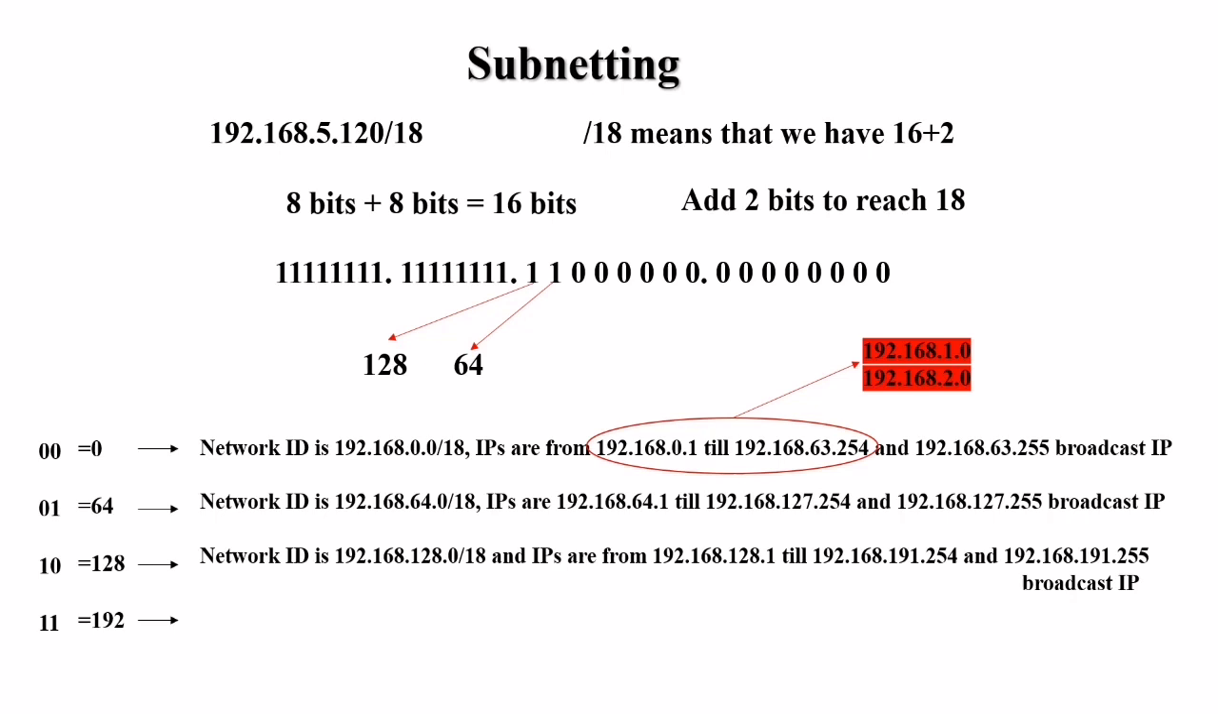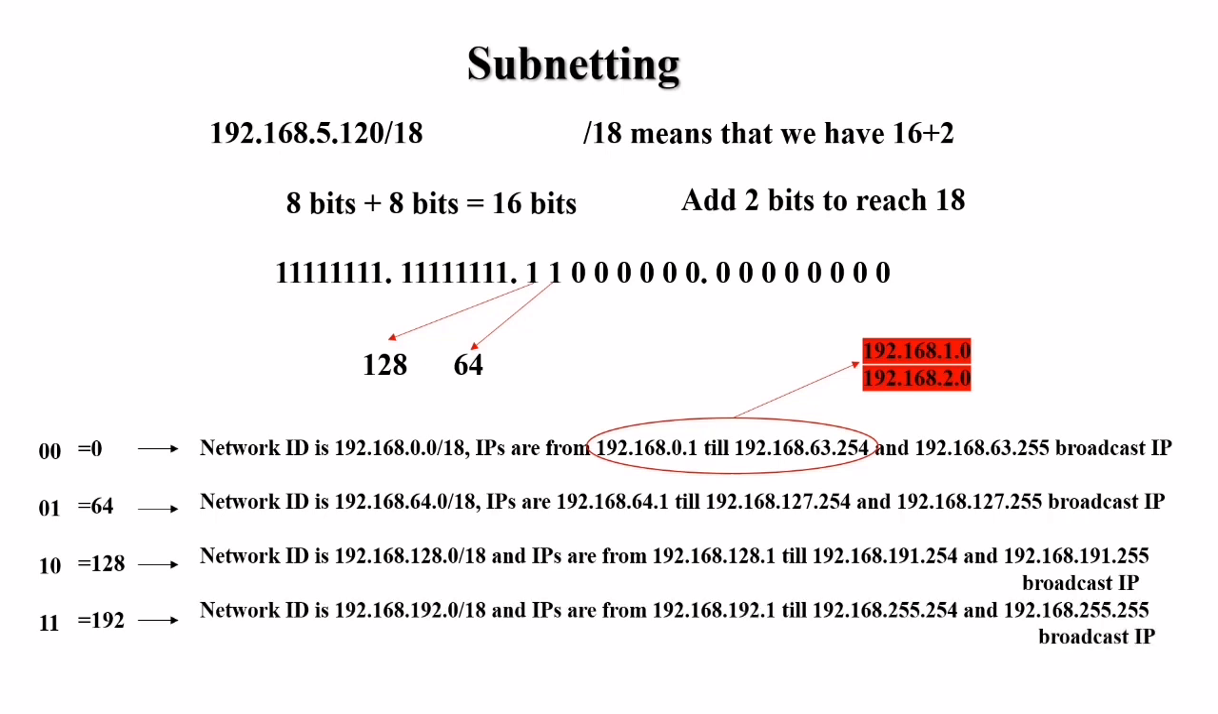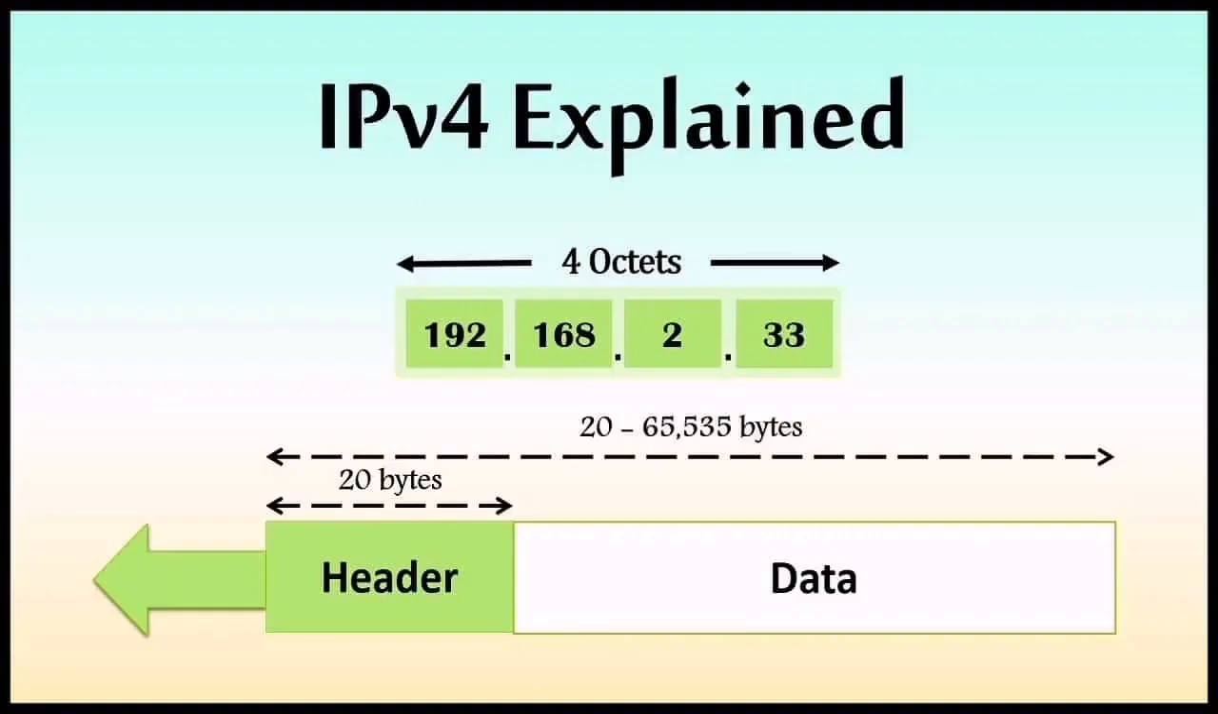And the broadcast here, as you may notice, is the 255. The last part will be 255, which means the last part will be considered all ones to have the 255 to make the broadcast. This will be all about IPv4 and subnetting, my friends.